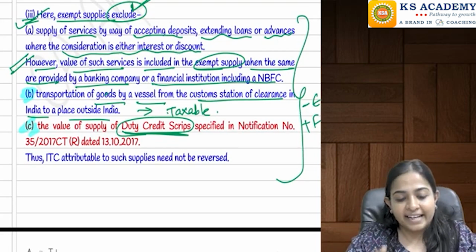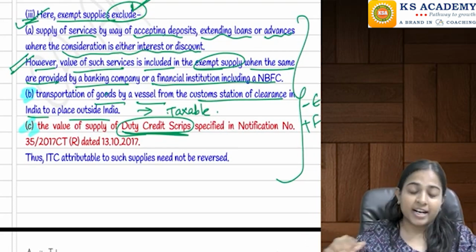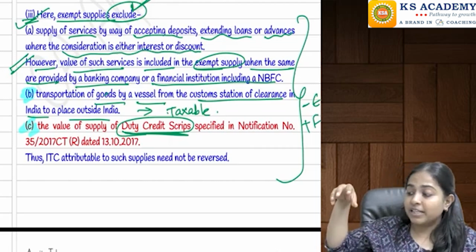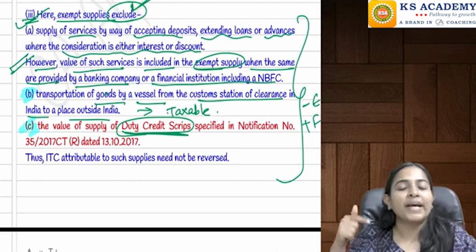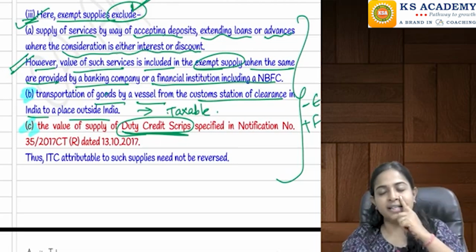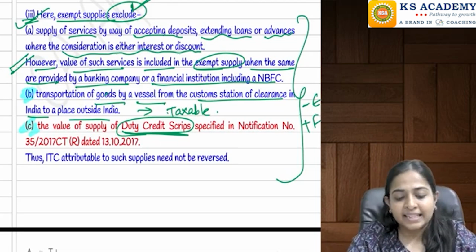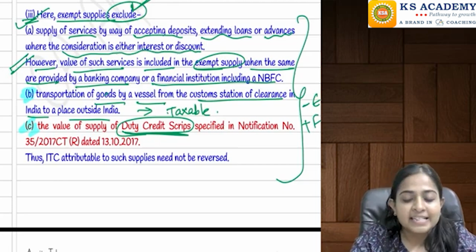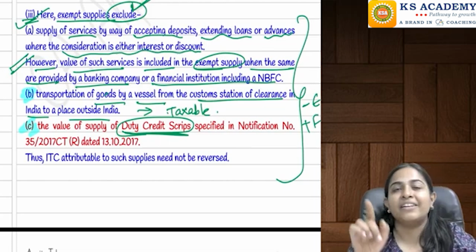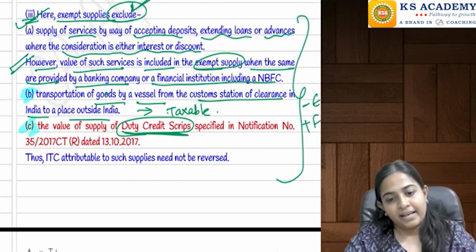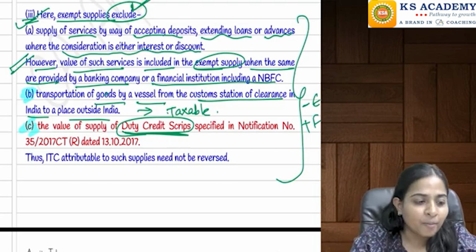Then after that, next one, transportation of goods by way of vessel from customs station of clearance in India to a place outside India. This was now anyway made taxable. We had studied in the exemption chapter. So if it is taxable, it will be excluded from E. And the last one, supply of duty credit scrips. This is also considered as taxable. If it is considered as taxable, then it will be removed from E. E means exempt, right? So if it is taxable, it should be removed from E.